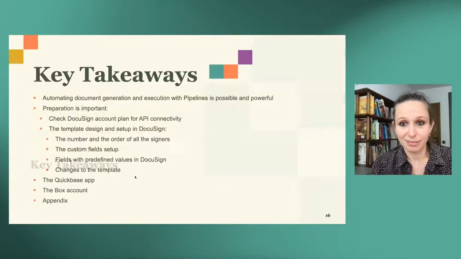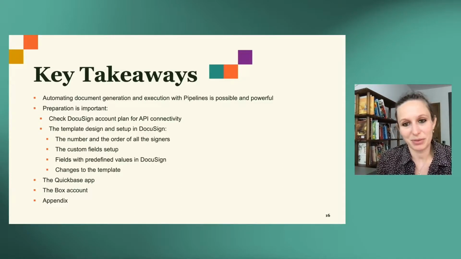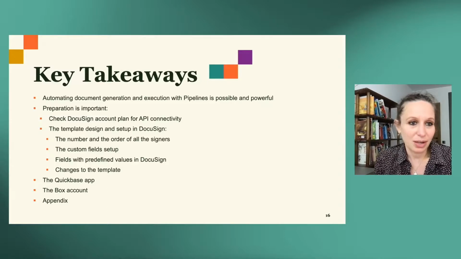What did we learn? Automating document generation and execution is possible and powerful, maybe not trivial. The preparation is important. So please check your DocuSign account for API connectivity. Work on the template design and setup in DocuSign. The number and the order of all the signers with their respective custom fields is set in the DocuSign template UI. They are later visible in pipelines. It's not possible to set and create them in pipelines.